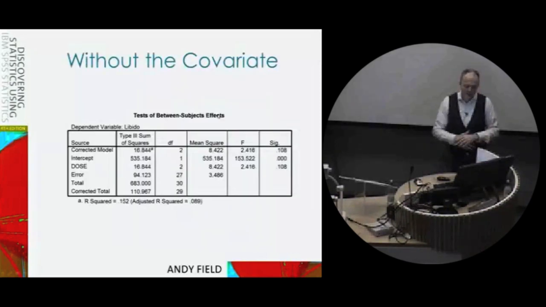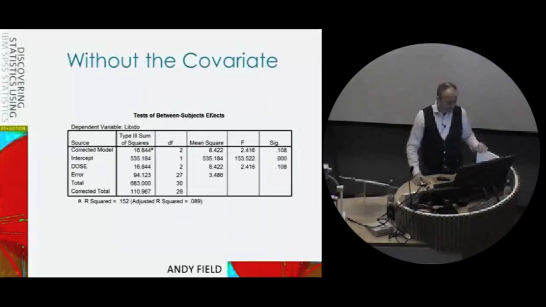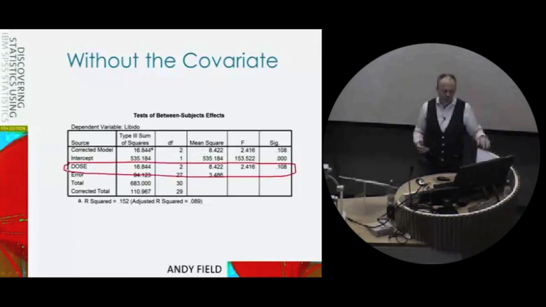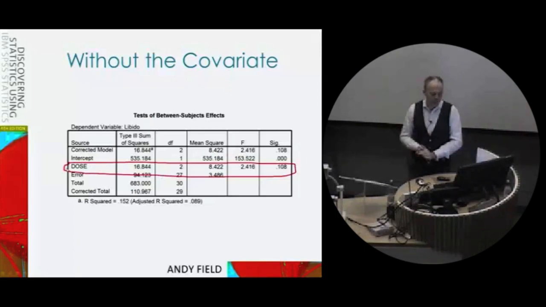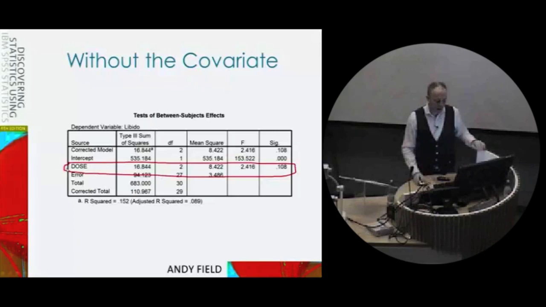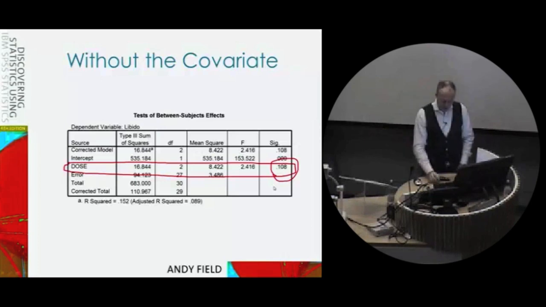So if we run this analysis as an ANOVA, you get an output like this. The main bit of it you're interested in is this row here. So it's the effect of dose. Now, we're using all three groups now. So this is the effect of placebo, low dose, and high dose. So are there differences between those three means? And the answer is no. So we get a non-significant result. The p is 0.108. That's bigger than 0.05. So we would say that's a non-significant result. So that's without the covariate in. We haven't factored in partner's libido at all.